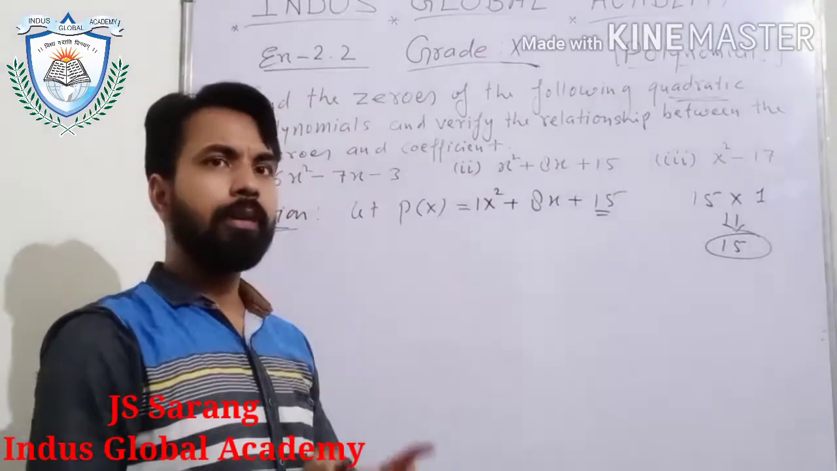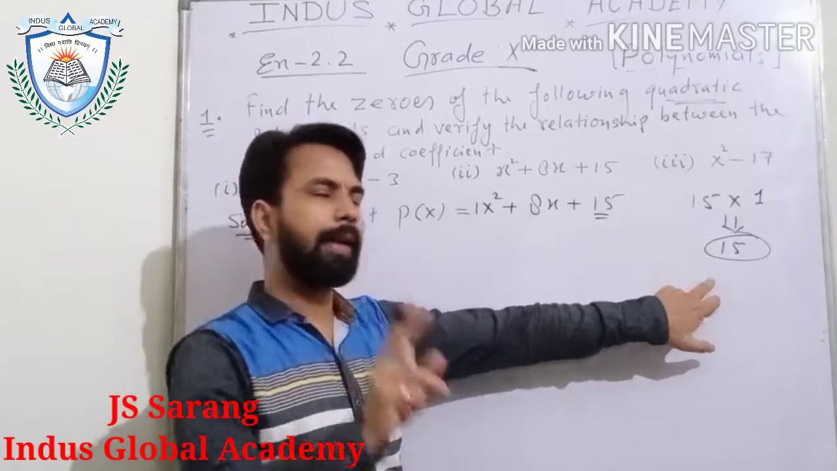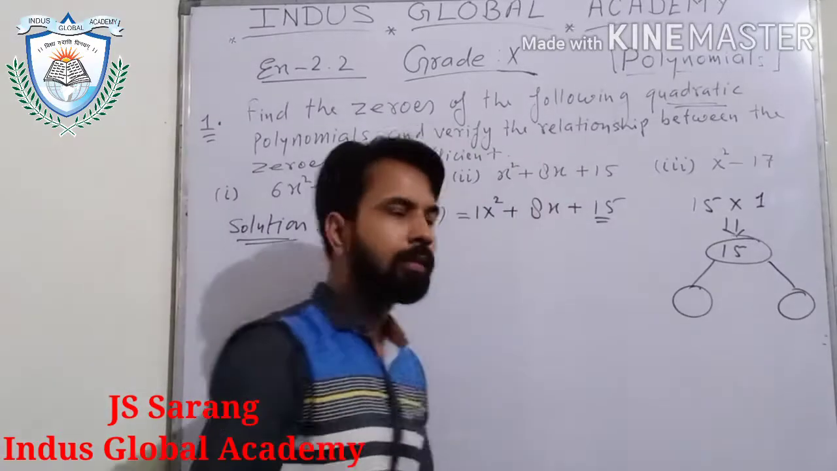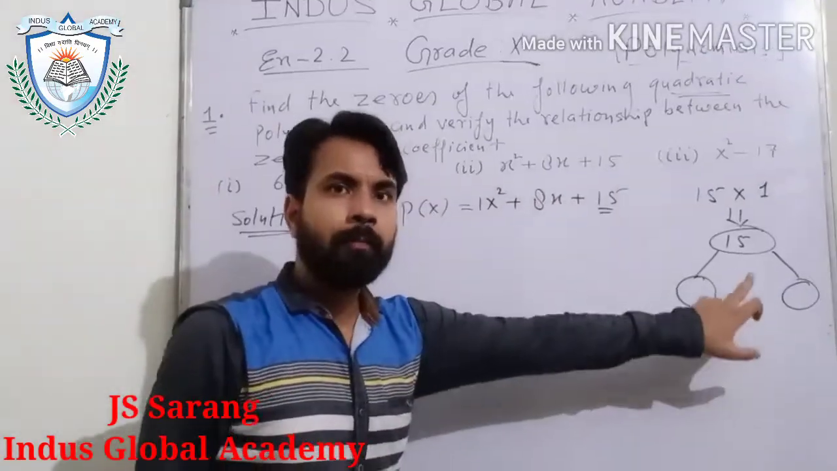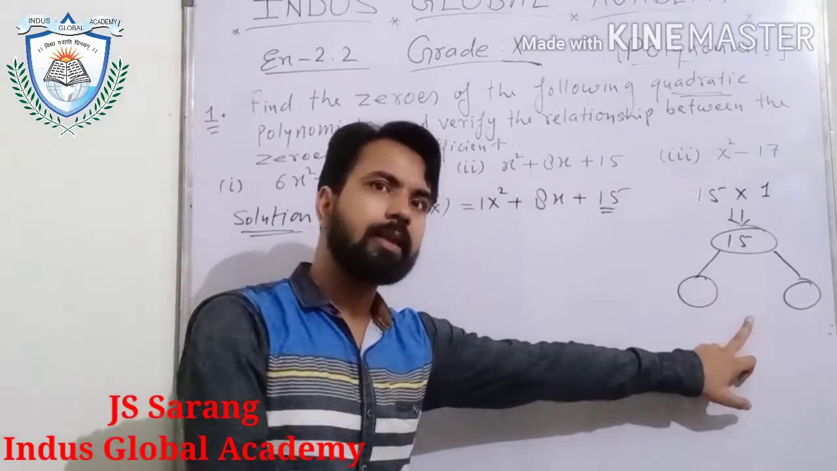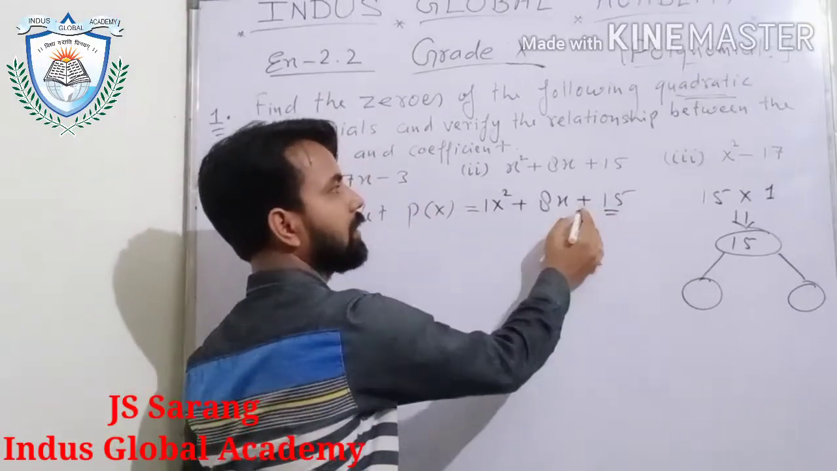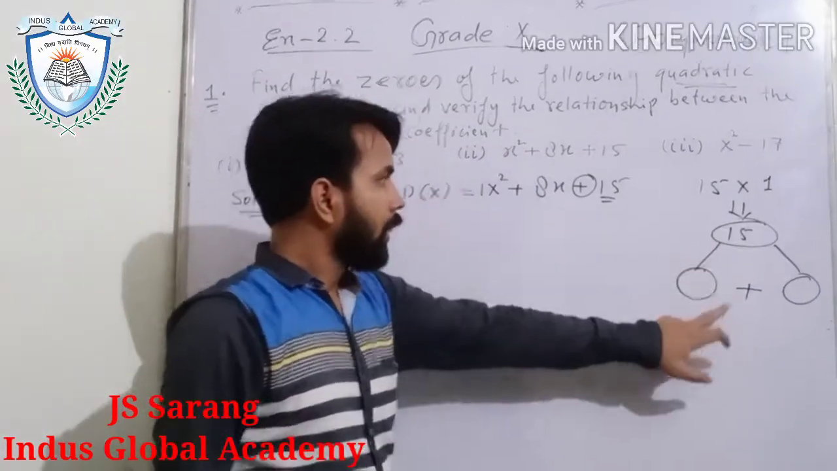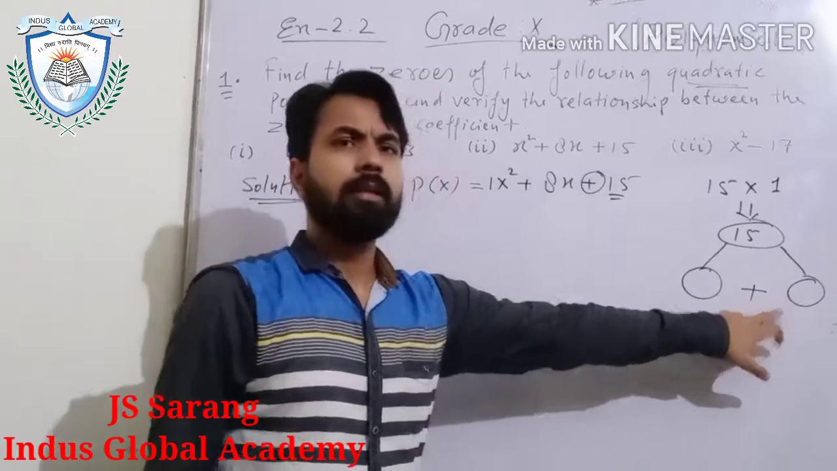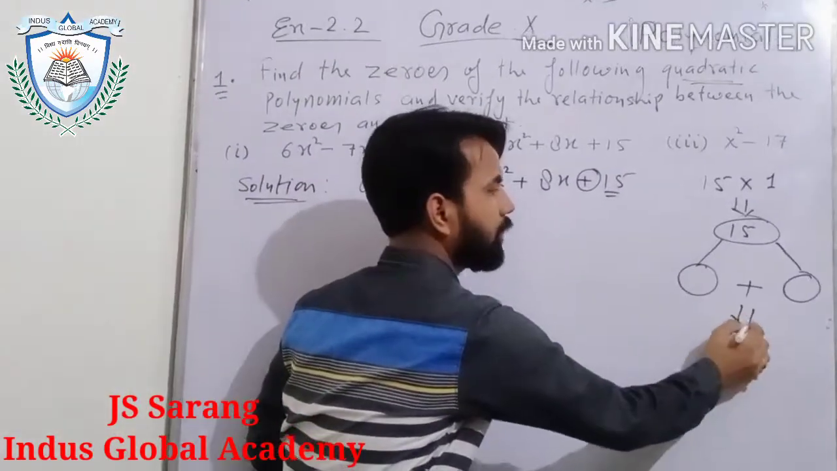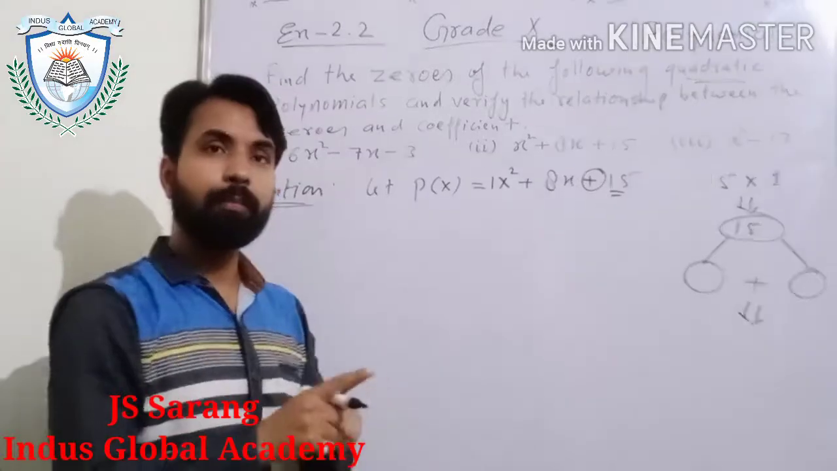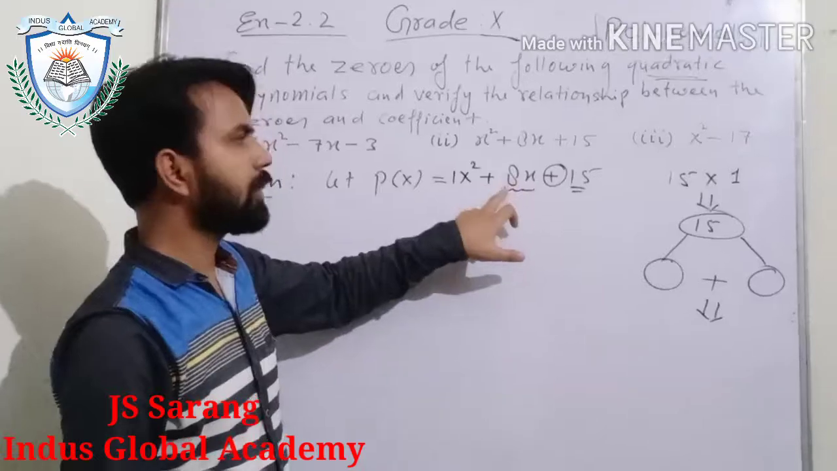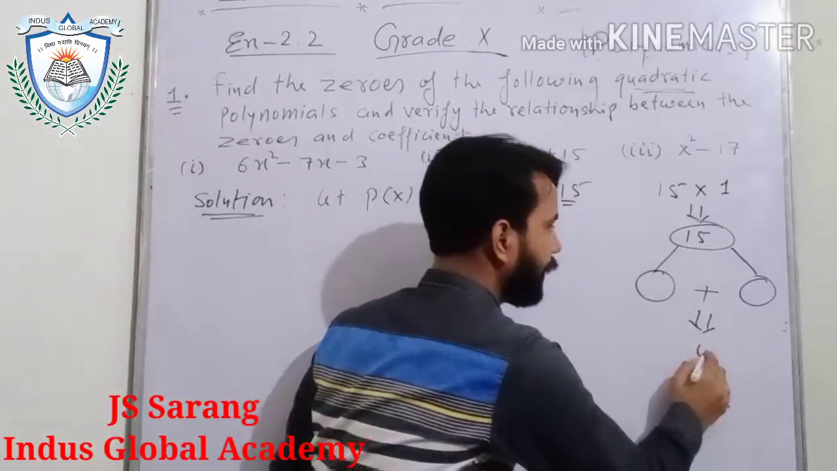Now I told you we will break this product into 2 factors. We will break this 15 into 2 numbers. Now what sign will be here? Here we will put the sign of the constant term. What is the constant term? 15, and its sign is plus. So we will have to put plus here. And the sum of these two numbers must be equal to what? The coefficient of the middle term. What is the middle term? 8x. So here the coefficient of x is what? 8. So we have to put 8 here.